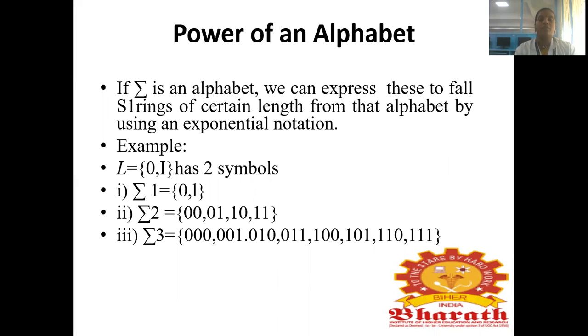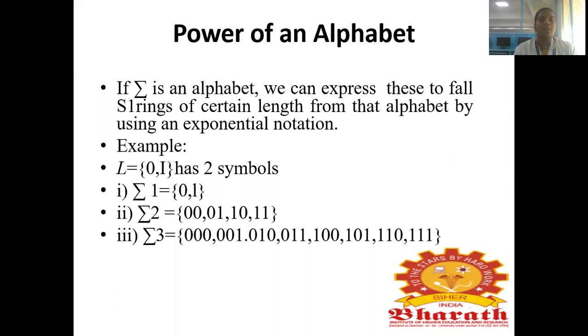So what is the power? It is to extend the memory of your finite automata machines. This power of alphabet is denoted by epsilon. We can express the set of all strings of a certain length from the alphabet by using the exponential notation. Your string can be extended for your current execution or current running state, that is used for the power of an alphabet.